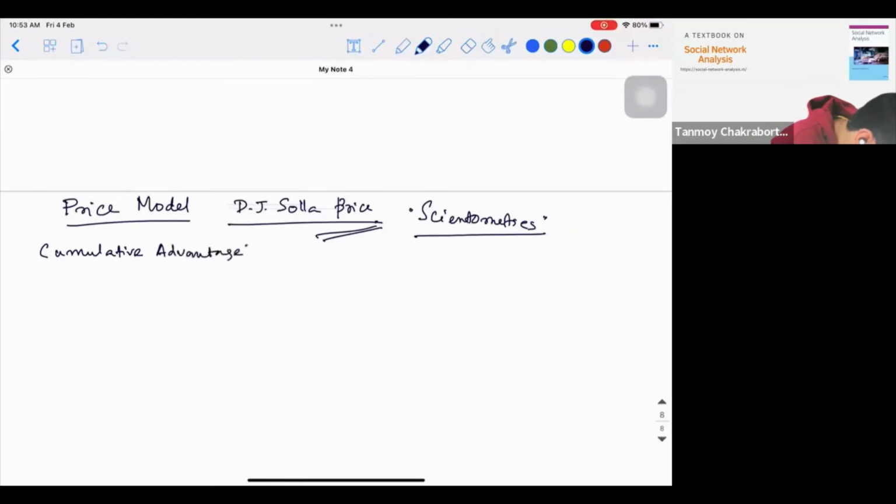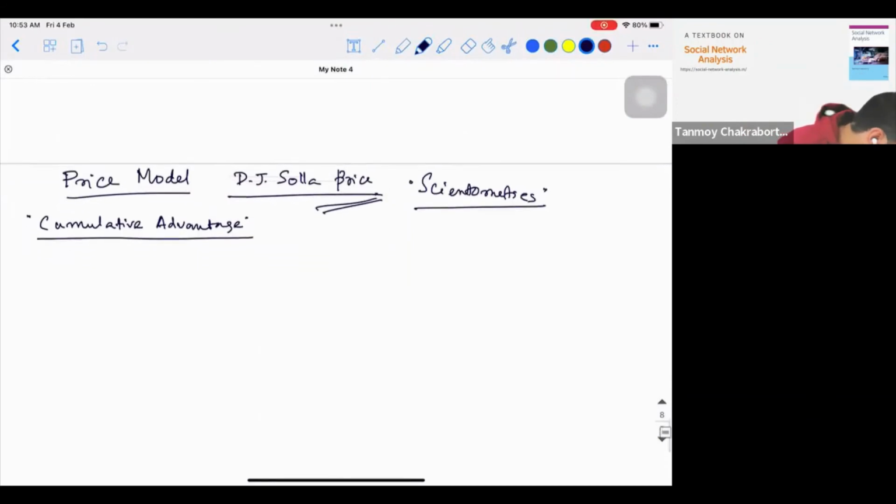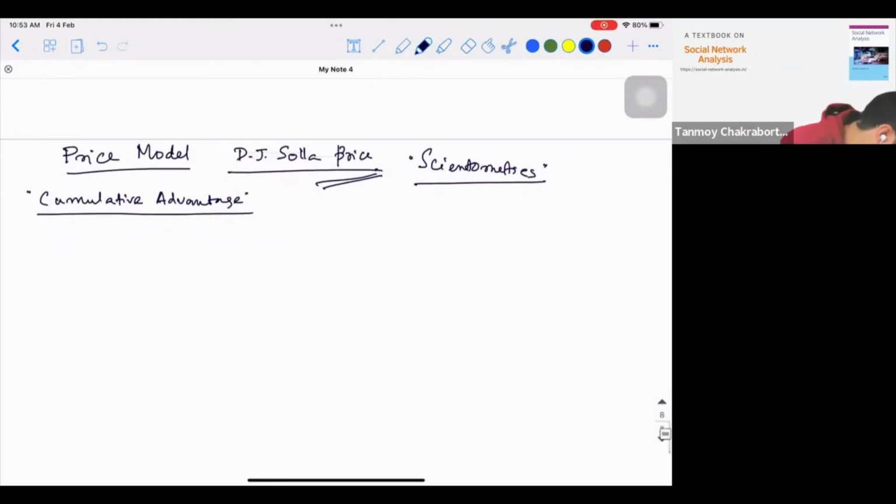Cumulative advantage is basically the advantage that you acquire over time, cumulatively, by receiving citations. Cumulative advantage indicates the likelihood of a paper being encountered and cited by other papers. So he also proposed a model which is called the Price model. Now let's look at this Price model, particularly in the context of the citation network.